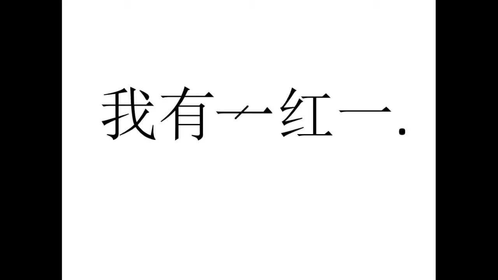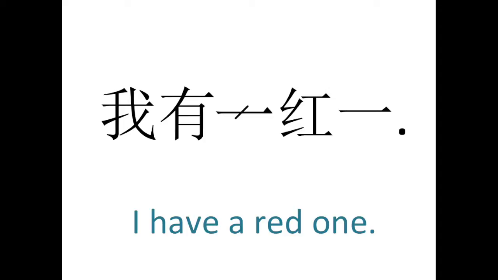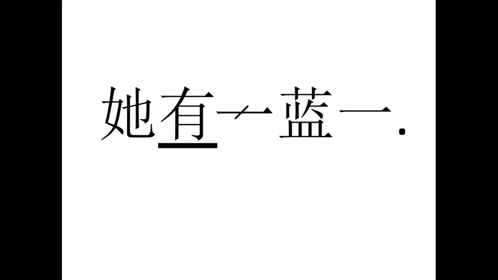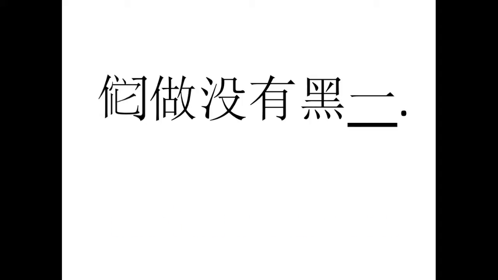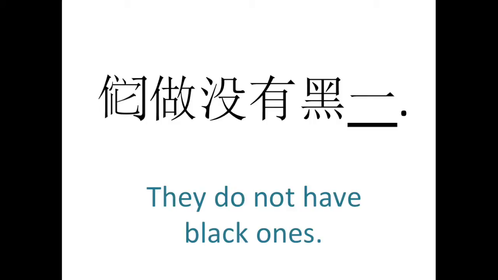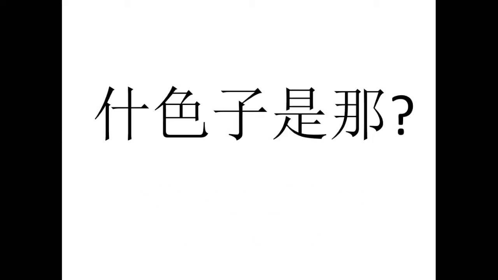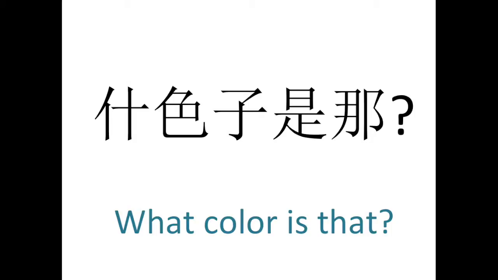Now let's do some easy sentences. What does this say? It says, I have a red one. What does this say? She has a blue one. What does this say? They do not have black ones. And what does this say? What color is that?